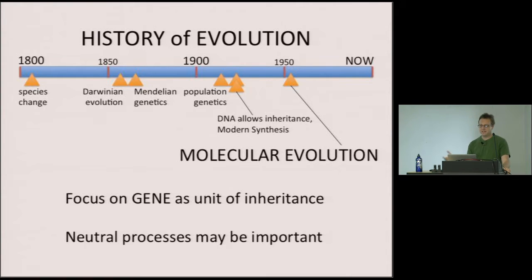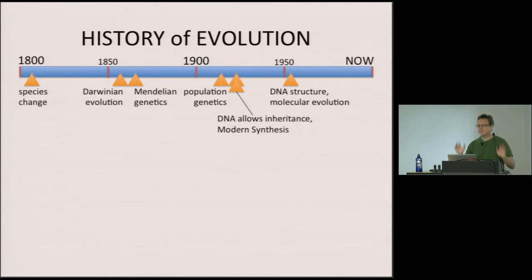So molecular evolution sort of brought neutral processes back up to the forefront, although there's still this idea that natural selection, when it is operating, is very powerful. And so that's basically what we think of as a consensus view of evolutionary theory. It's everything from the early 1800s with this idea that species are not immutable, through Darwinian evolution, Mendelian genetics, population genetics, the modern evolutionary synthesis, and then molecular biology.